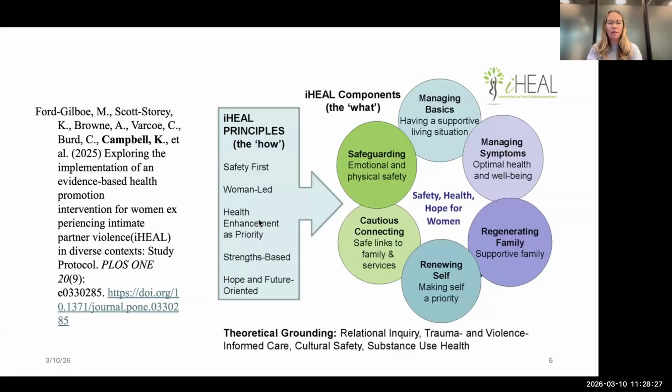This is a depiction that is in the PLOS ONE article that we published, and this visual depiction is actually giving people the foundation of what the study was about. So it was a study about a specific program that's named IHEO, and this gave people an understanding in a different way than text could.